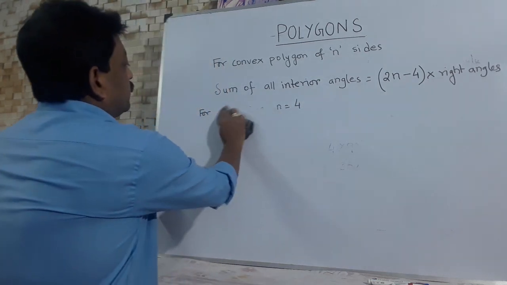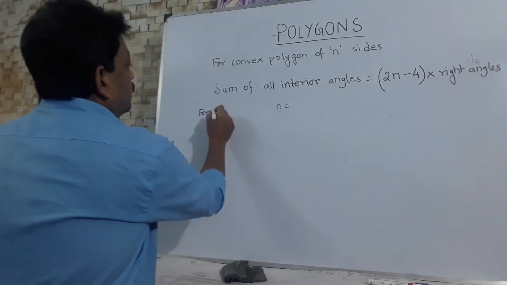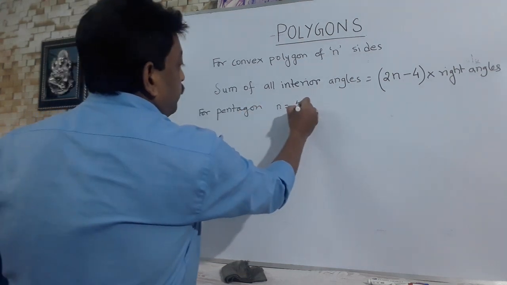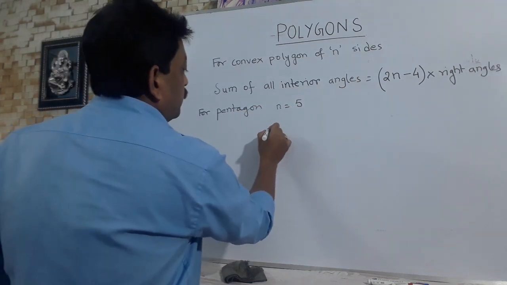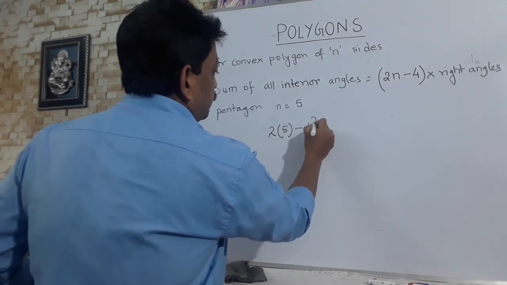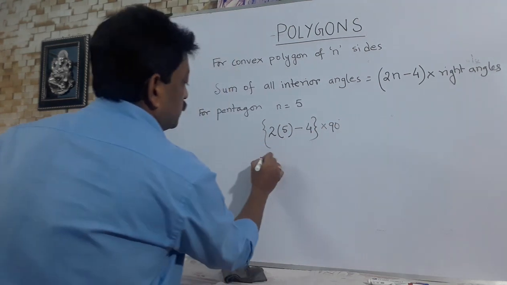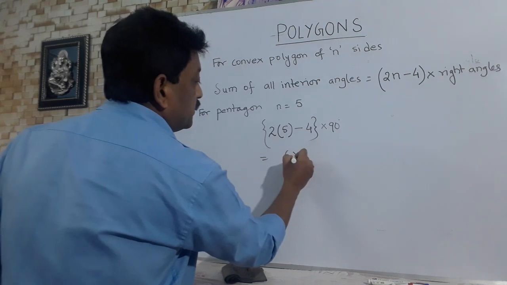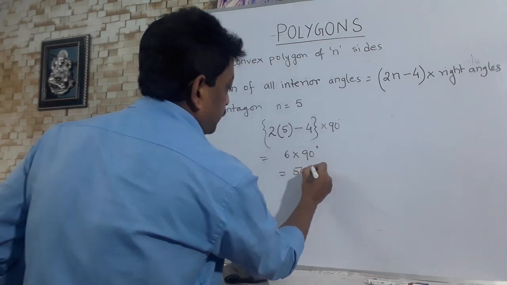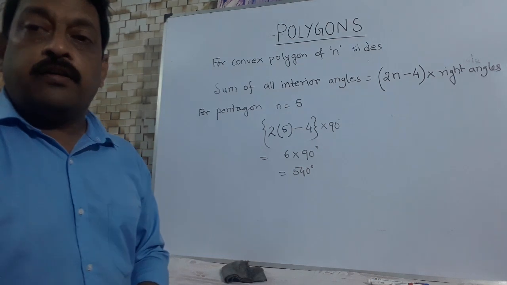Now if we take a pentagon or hexagon, we will get the same thing. Let me take a pentagon. For a pentagon, n is equal to 5. So the sum of all angles will be 2 into 5 minus 4, into 90 degrees. So it is 10 minus 4, 6 into 90 degrees. So that is 540 degrees. So the sum of all interior angles of a pentagon is 540 degrees.